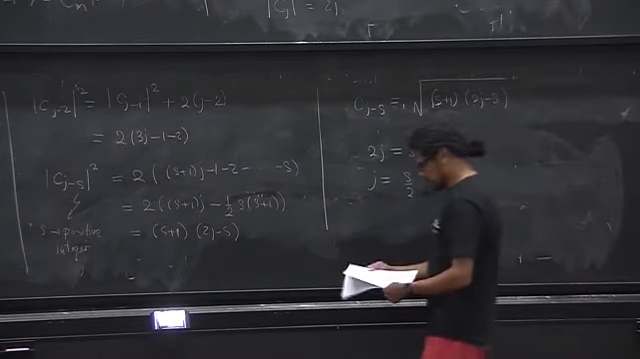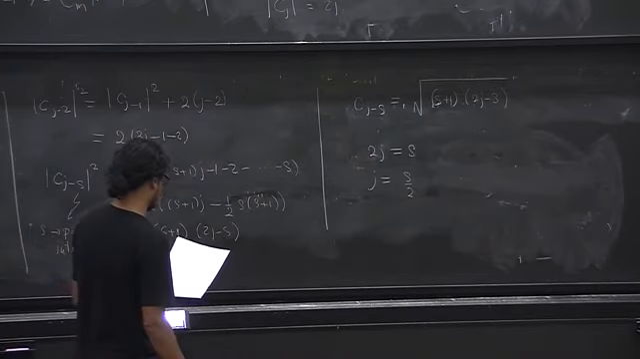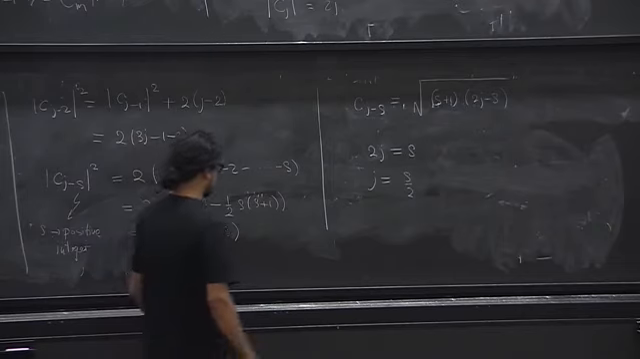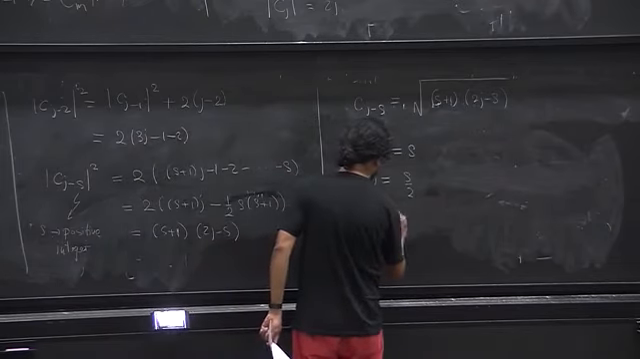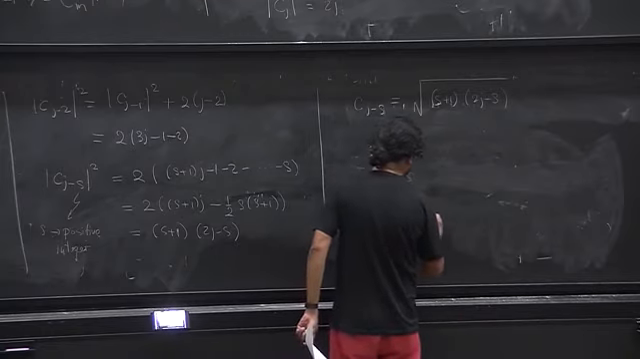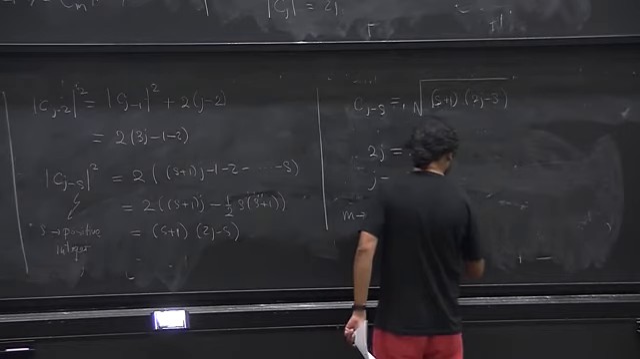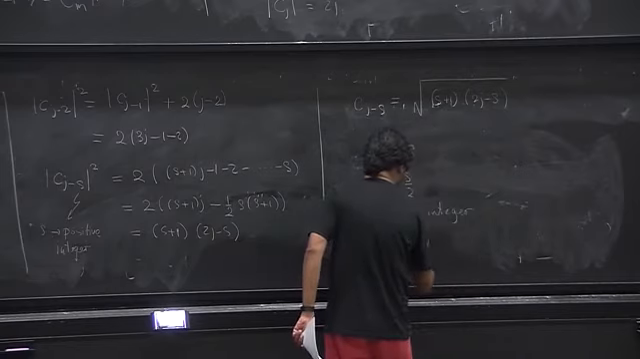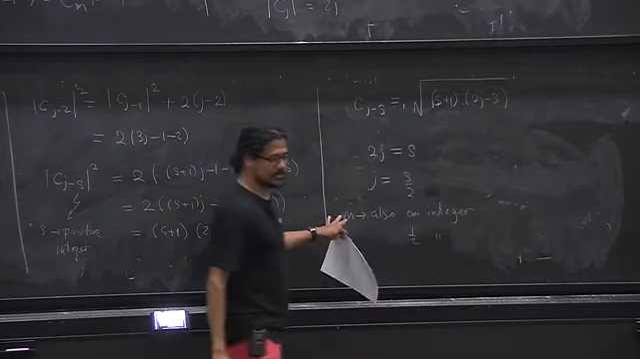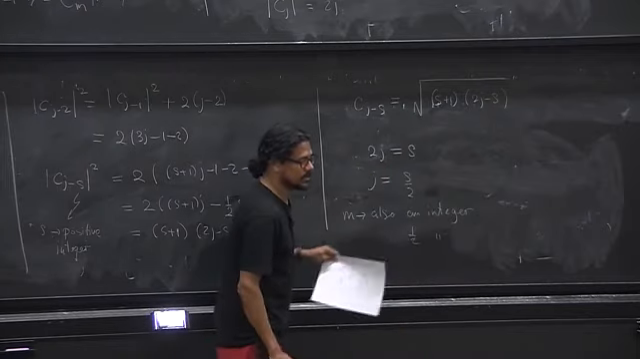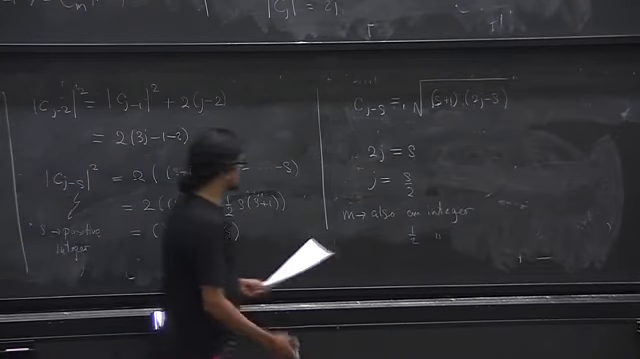So j is a positive integer or a half integer. So this means that m is also an integer or half integer. m doesn't have to be positive, but j has to be. Okay.